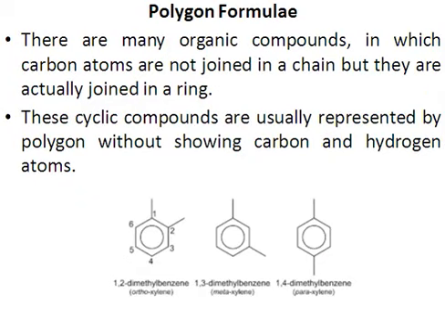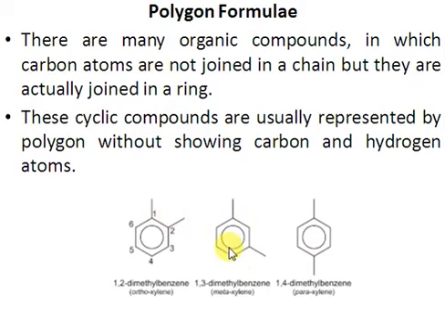The next type of formula that is normally used is the polygon formula. The polygon formula is only used for organic compounds that are joined in the form of a ring, right? So the polygon formula cannot be written for organic compounds that are in the form of a chain. Polygon formulas are only for organic compounds in the form of a ring or cycle. For example, you can see there we have a cyclic system. We have a benzene ring here, and these are substituents on the benzene ring.